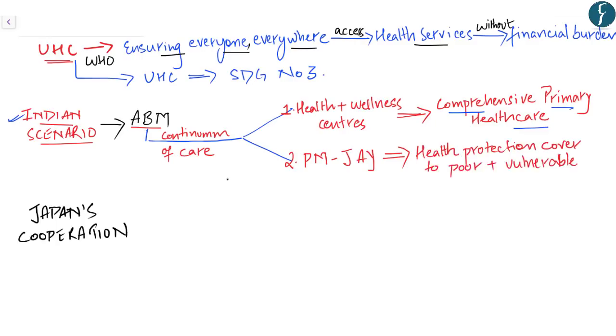In the third aspect of this article, the author is talking about Japan's cooperation with India, especially in the health field.